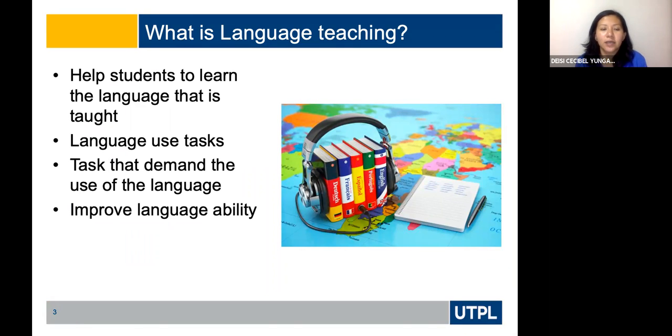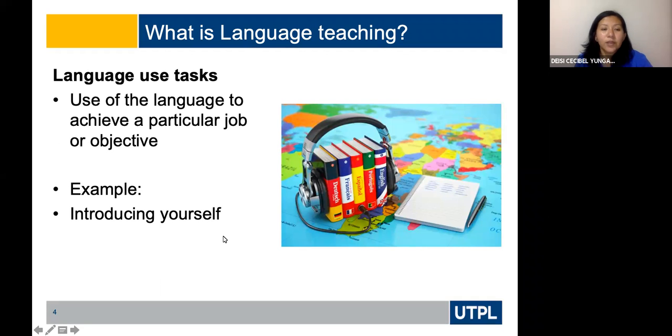Language teaching is a discipline within which language teaching helps the students to learn the language that is taught. Language teaching uses tasks in order to make the students participate and comprehend in context the language that is taught. The tasks that we are talking about have to demand the use of language in order for the students to improve their language ability.